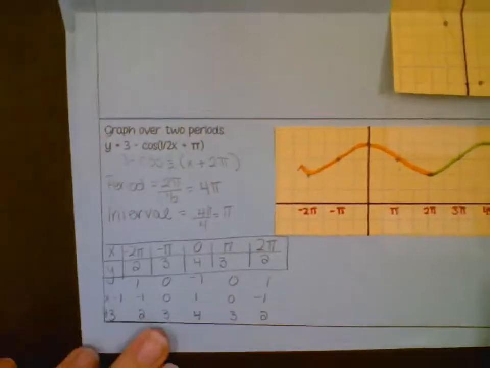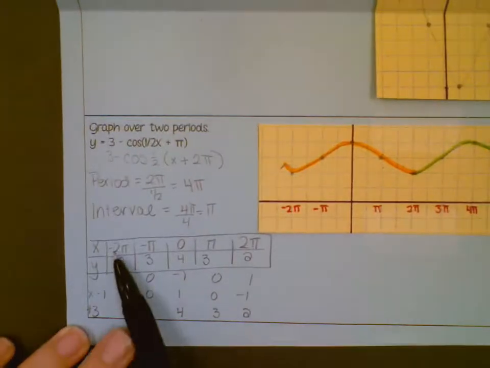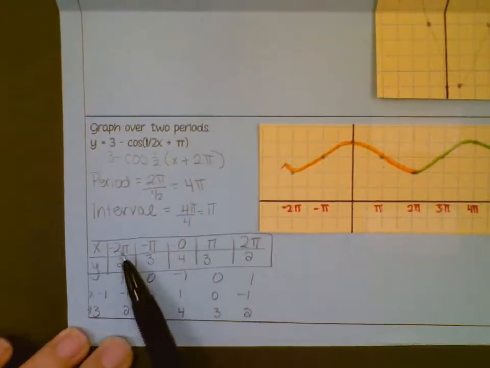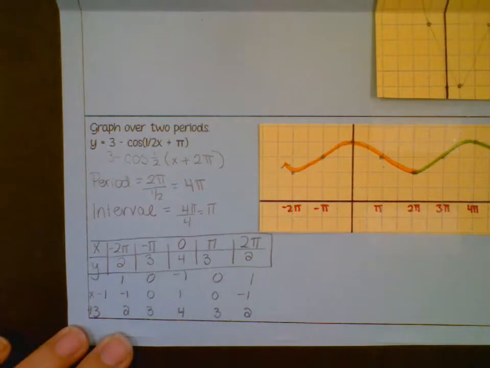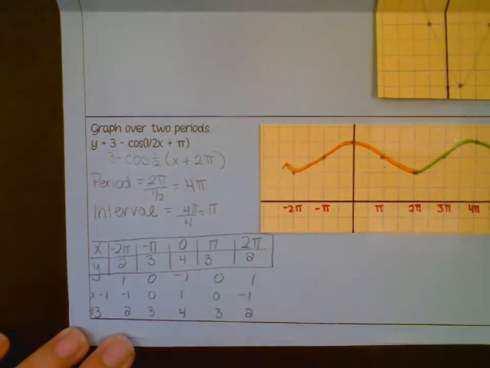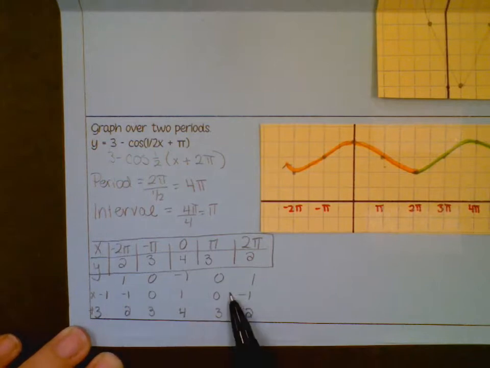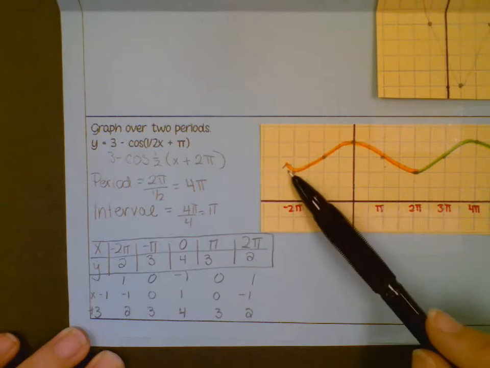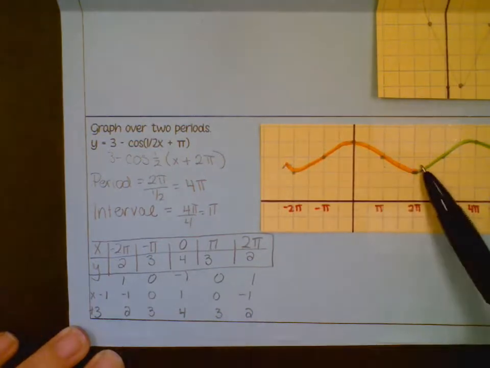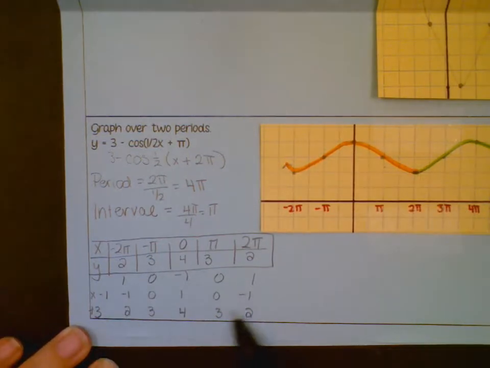Okay, so let's take a look. Here's our table. We shifted back 2 pi. Our interval ended up being pi, so it was pretty awesome. We just counted by 1. And then we have an amplitude of negative 1, which flips it upside down. A negative flips, so instead of starting up, it's going to start down and then go up and back down. And then we added our 3 to shift up.